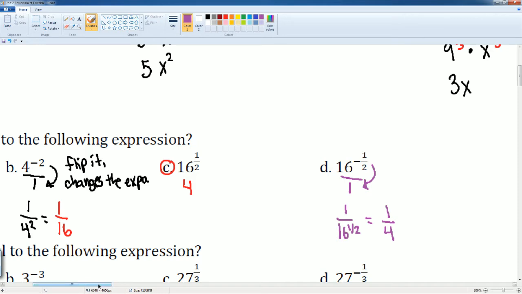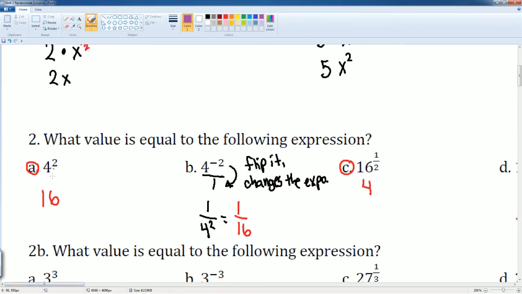All right. So you can say x squared, you could say 4 squared, or you could say 16. You could say 4 to the negative 2 power, or you could say 1 over 16.